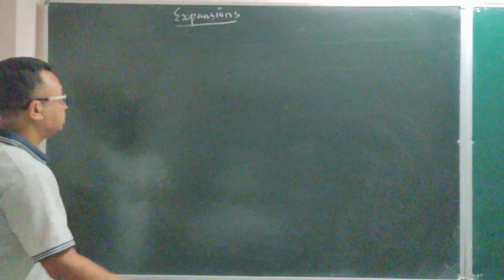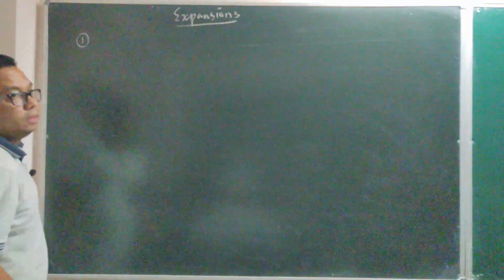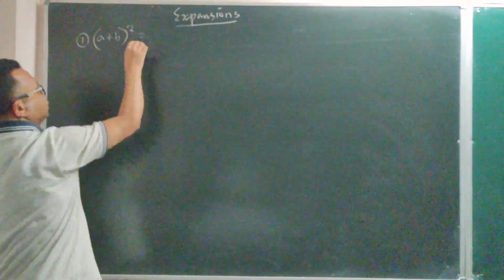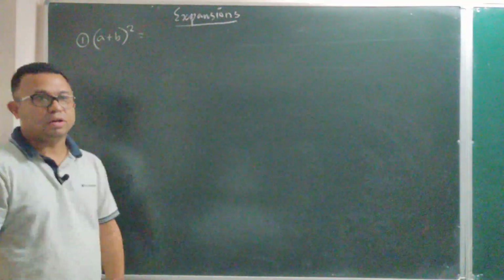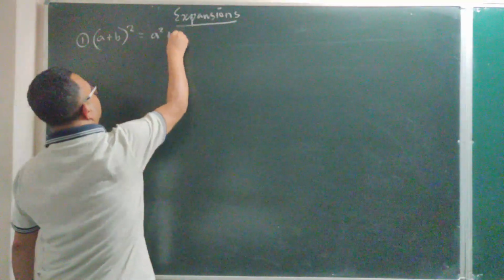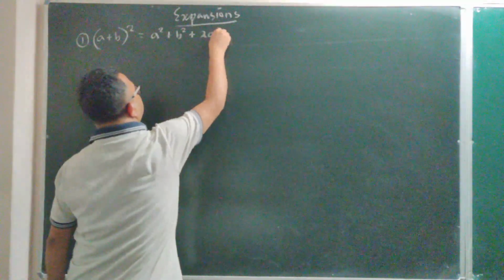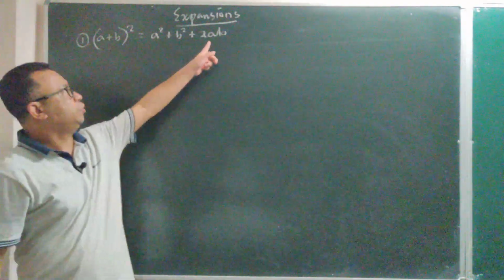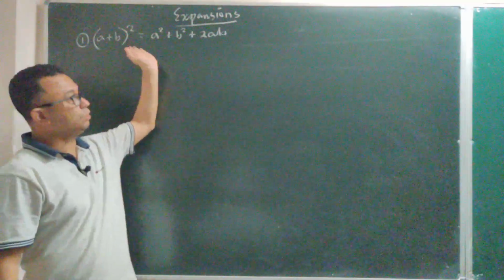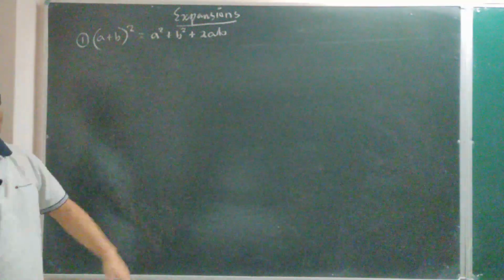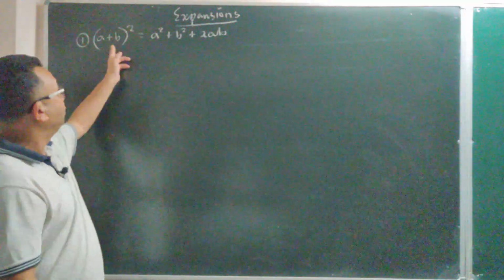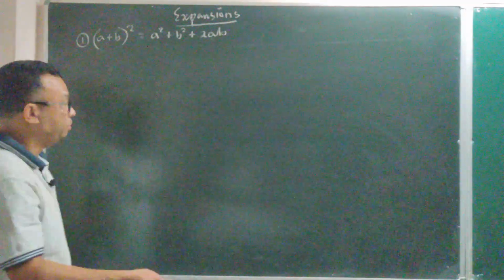The first formula for expansion is a plus b whole square. So I think now you people are recognizing where you have seen this formula. a plus b whole square is a square plus b square plus 2ab. If you like, 2ab you can put in the middle, or in the beginning, wherever you like. I would prefer to keep it at last. So a plus b whole square, if plus, then everywhere you can say plus. So a plus b whole square is a square plus b square plus 2ab.